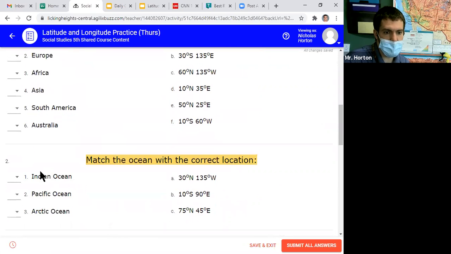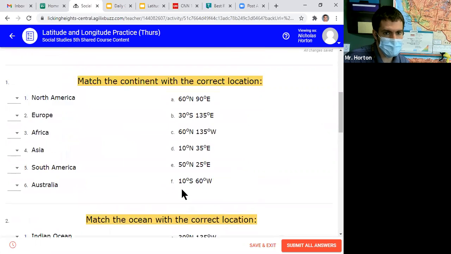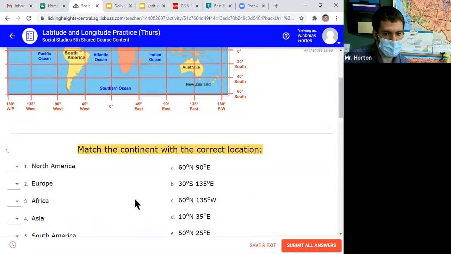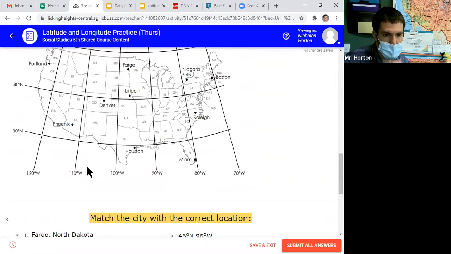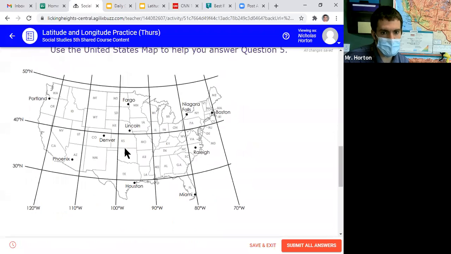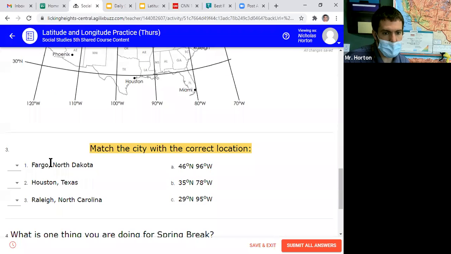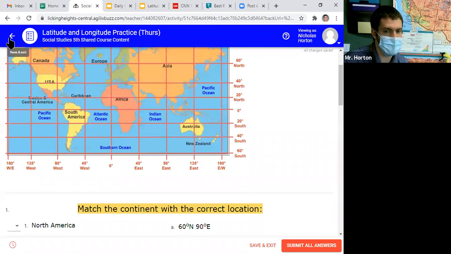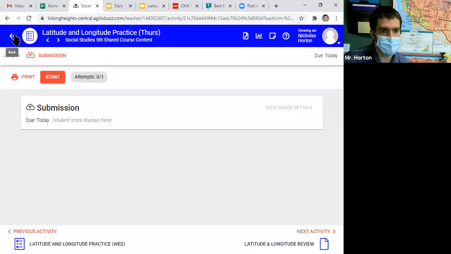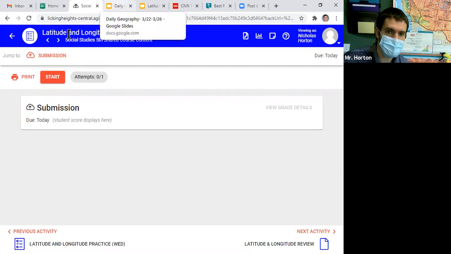Then you're going to match the second part. It says you're going to match the ocean with the correct coordinates. So what ocean goes up with each coordinate? And then the last part of the page is using the United States map, and you're going to match up some cities with the correct coordinates there as well. All right, so we're going to get through that today for you guys on Zoom. And then we have a little bit on our paper copy in here.